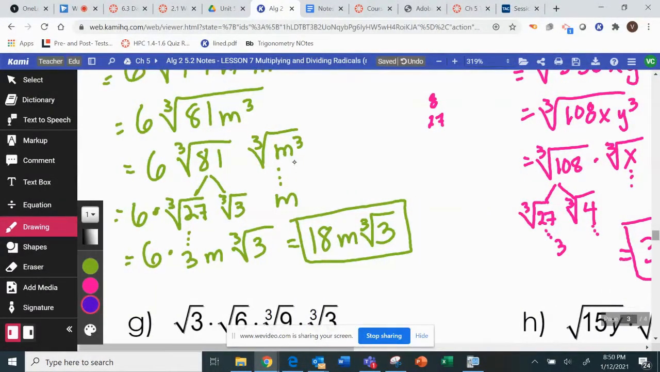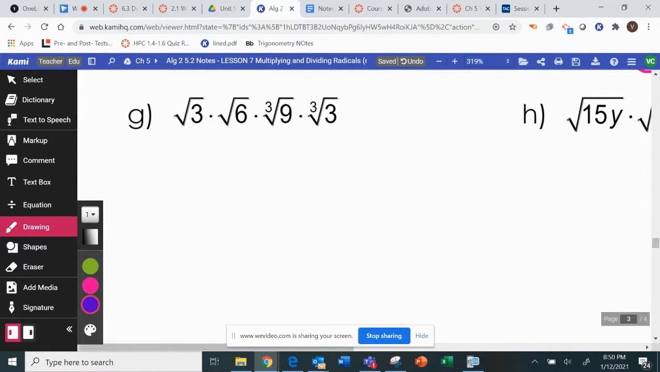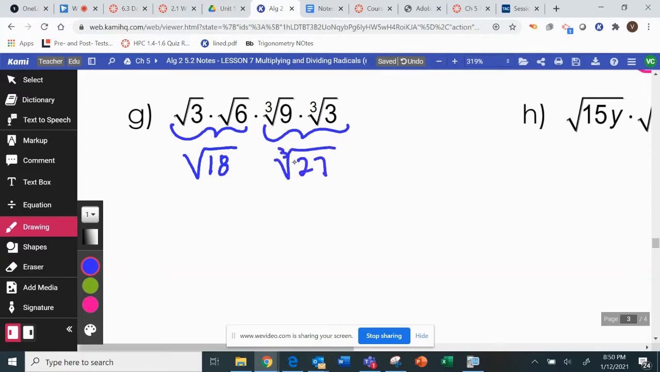All right, question G. Okay, both of these are square roots and both of these are cube roots. So I can only multiply together the square root of 18 and the cube root of 27. I cannot multiply these two roots together because they don't have the same index number. So I'm just going to simplify what I have.